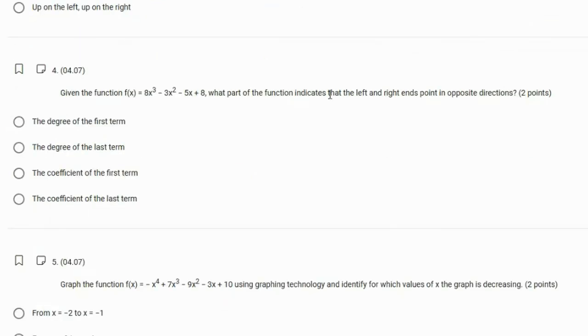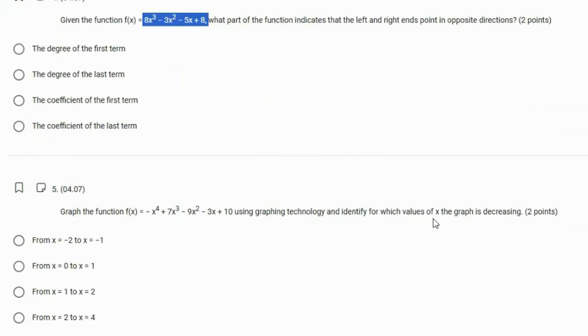Which part of the function indicates that the left and right ends point in opposite directions? How do you know that? Look at this. How do I know they're not going to be pointing the same direction? And then graph this function and identify when the graph is decreasing. When does it decrease? Graph that and say, when is it going down?